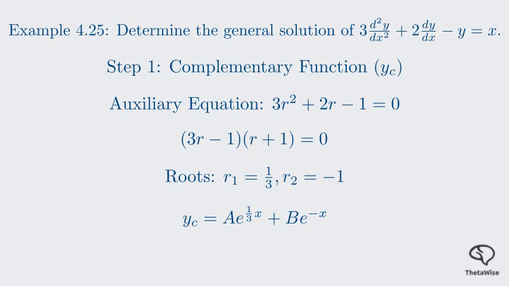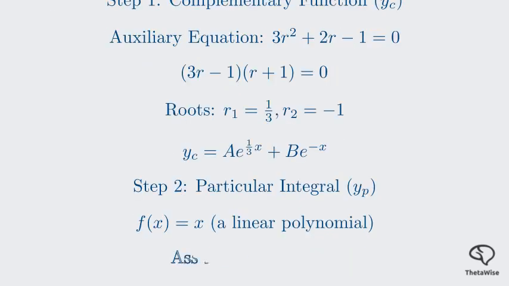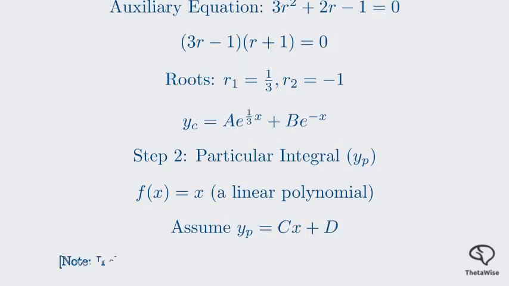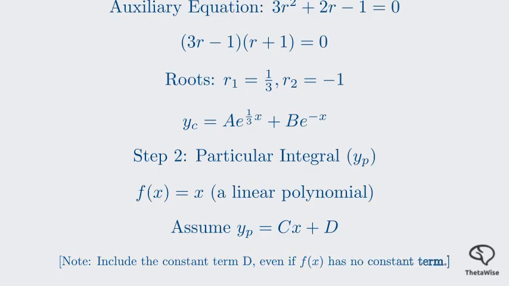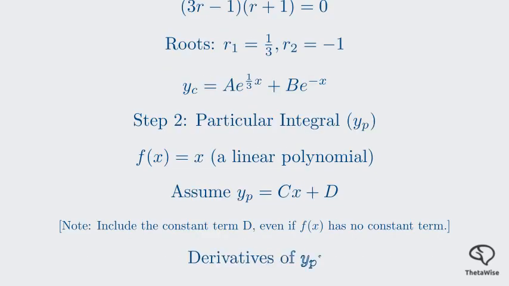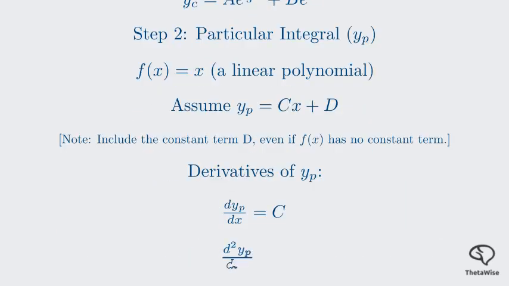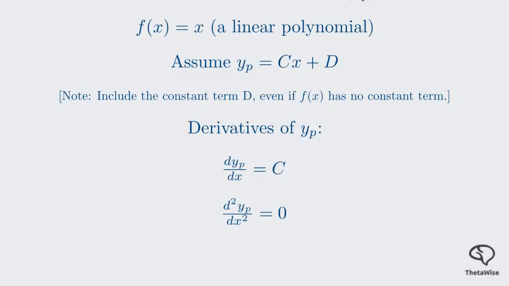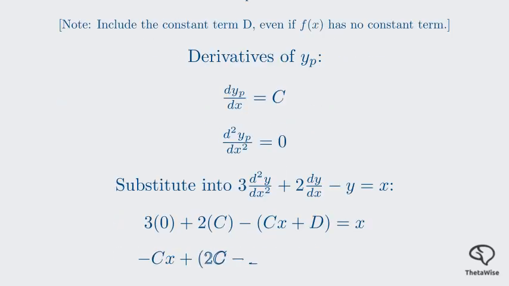Now for the particular integral yp, look at the RHS, f of x equals x. This is a linear polynomial. Our rule states that for a linear f, we must assume the general linear form for yp, cx plus d. A common pitfall is to only assume yp as cx because there is no constant on the RHS. You must include the constant d. The derivatives are dy/dx equals c and d2y/dx2 equals 0. Now we substitute into the original equation, 3 times 0 plus 2c plus cx plus d equals x. This simplifies to 2c plus cx plus d equals x.